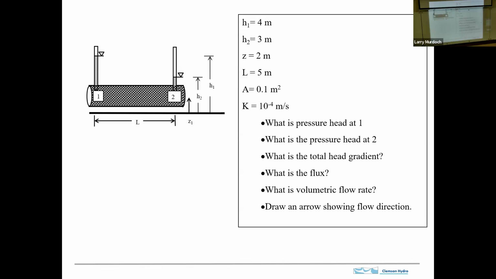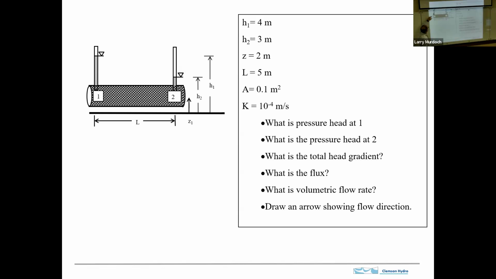Oh, good. Okay, so this problem is on the handout, the upper left. Let me just go through the first one, and then we'll let you folks do the second one on your own. Okay, so here's an example of this tube.